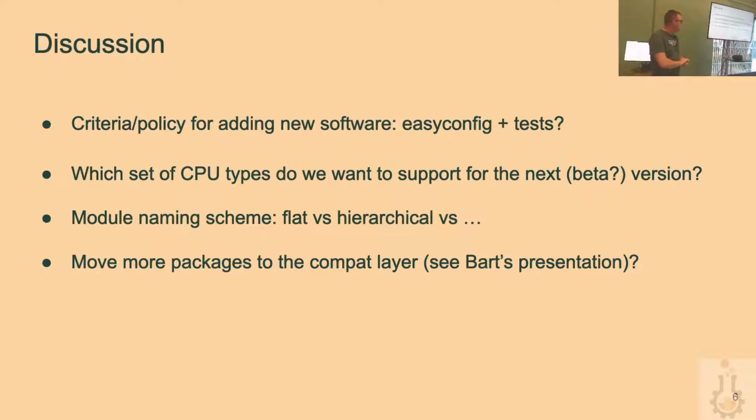Which set of CPUs do we want to support for the next pilot or beta version of EESSI? Maybe we want to go a step beyond pilot since we're slowly ramping up to production. Do we want to make that minimal initially? Probably x86, AMD and Intel. Yeah, we'll have to do those.